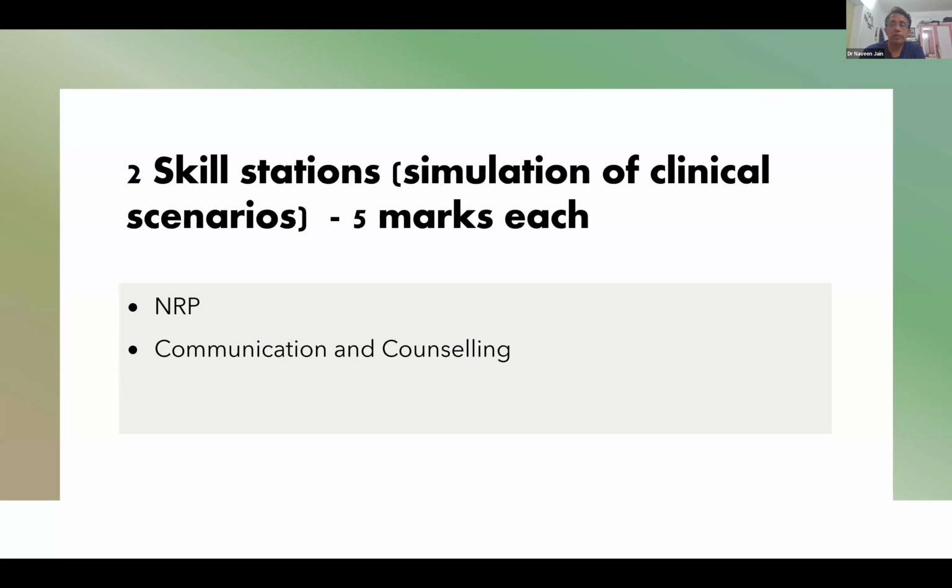You may want to do right from the beginning, like when they say, what would you do if a twin is going to deliver? It would include things like I would talk to the obstetrician, I would talk to the family, they all have marks. And communication and counseling, although it gets only 5 marks, is a very important station.